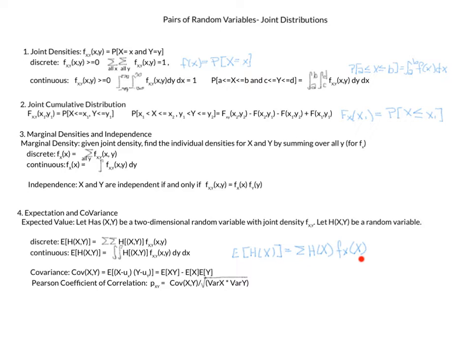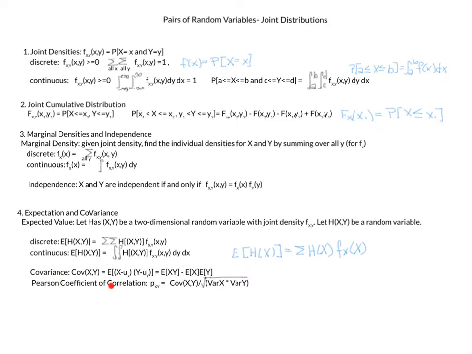So totally analogous, we have the expected value of h of x and y is equal to the function value of x and y. We plug x and y into our function, and then we multiply by the density function. And the continuous case is analogous, except now instead of summing, you're integrating.